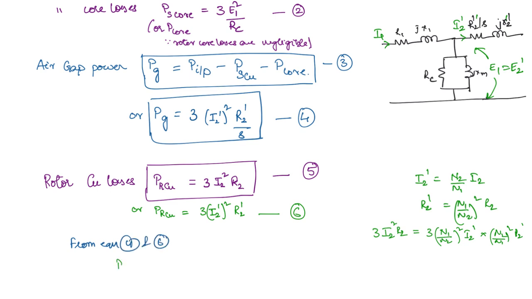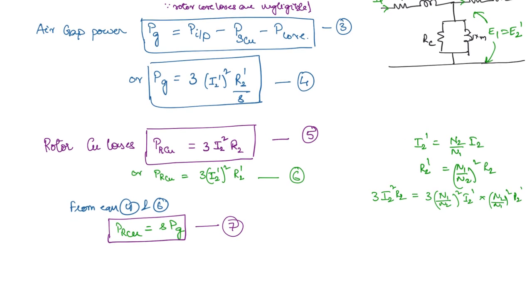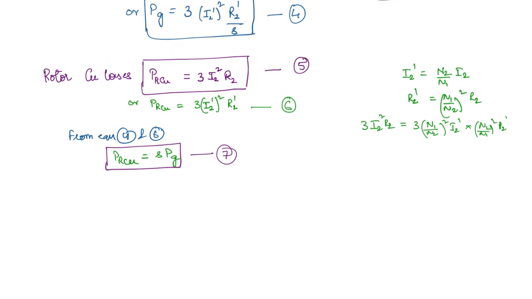You're going to get PRCU is equal to S times PG. The rotor copper losses is S times the air gap power. This you can take as equation 7. What is the next term that we have in the power flow diagram? It is the power that is available for conversion from electrical to mechanical form.